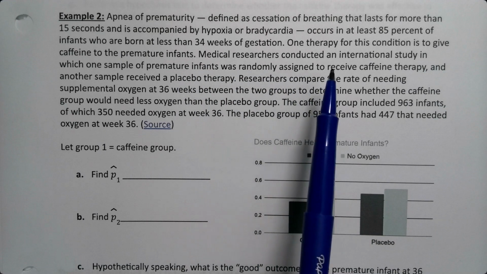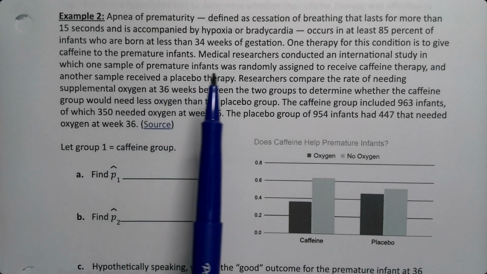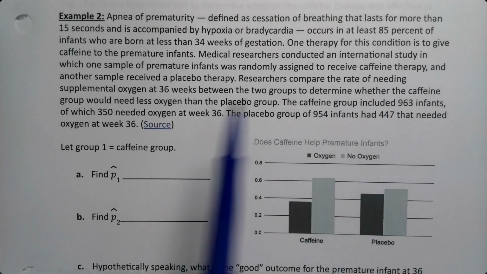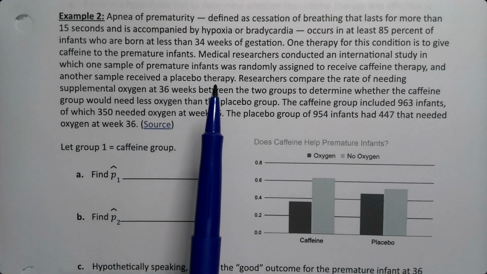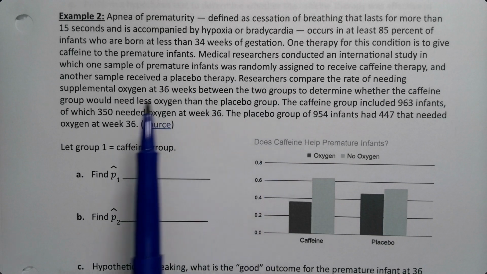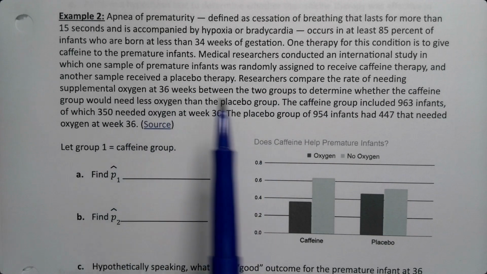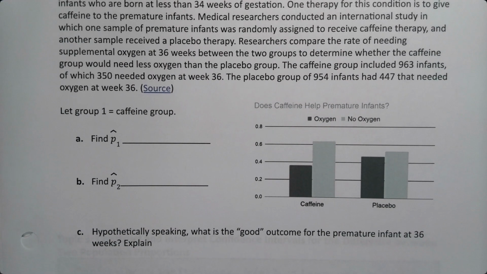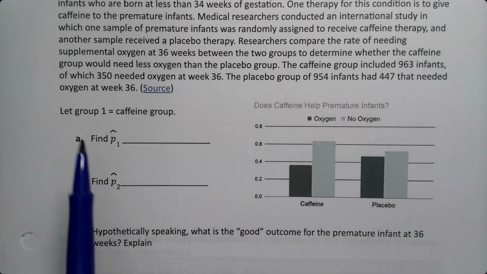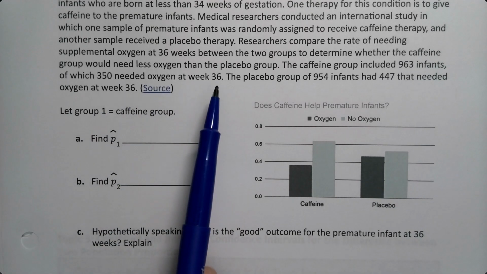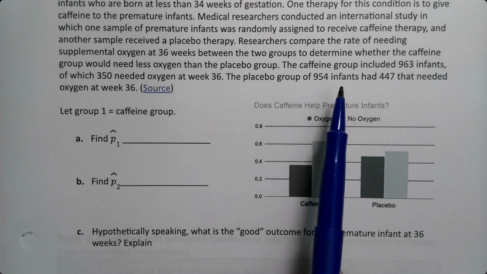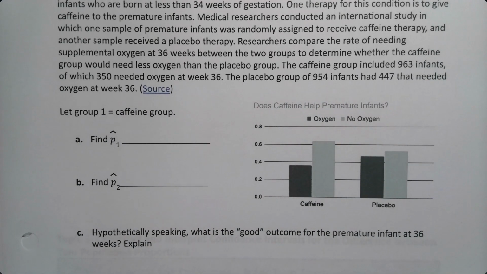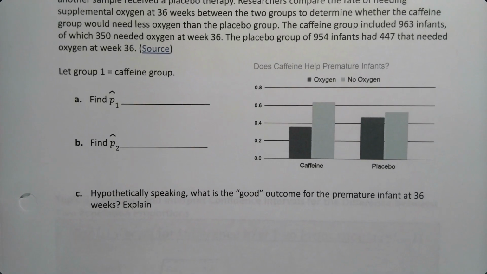Medical researchers conducted an international study in which one sample of premature infants was randomly assigned to receive caffeine therapy and another sample received a placebo therapy. Researchers compare the rate of needing supplemental oxygen at 36 weeks between the two groups to determine whether the caffeine group would need less oxygen than the placebo group. The caffeine group included 963 infants, of which 350 needed oxygen at week 36, and the placebo group was of 954 infants and had 447 that needed oxygen at week 36. Okay, so that's a lot of information, but that's the kind of way these types of problems work, right? Because there's a lot of stuff going on here.